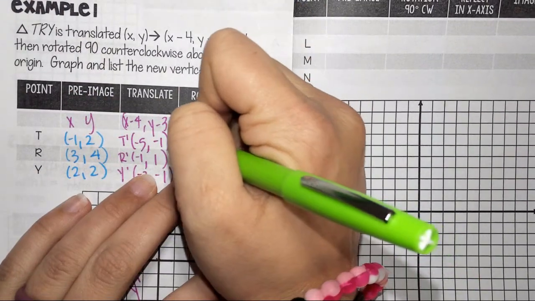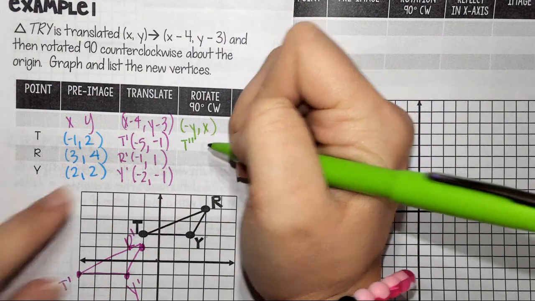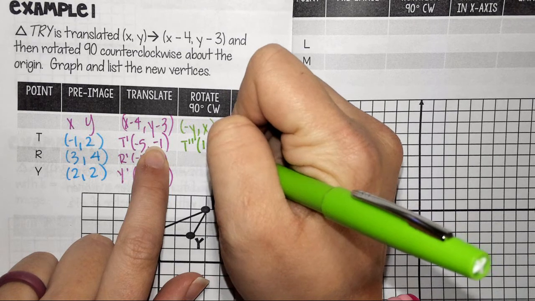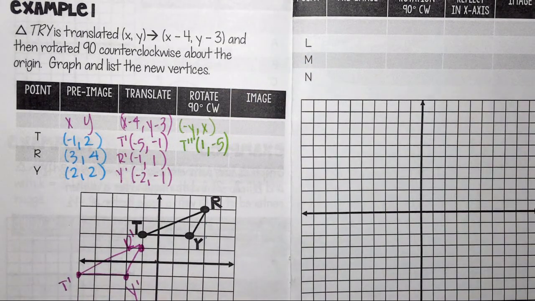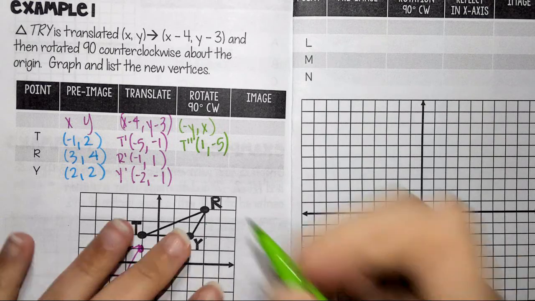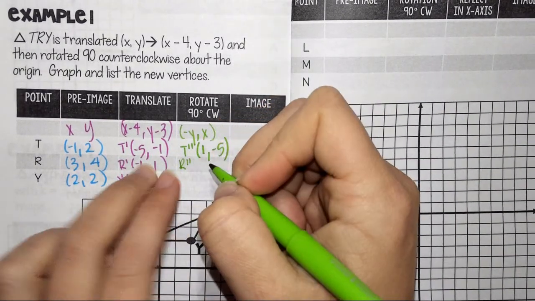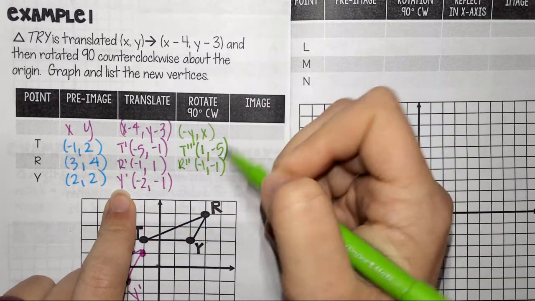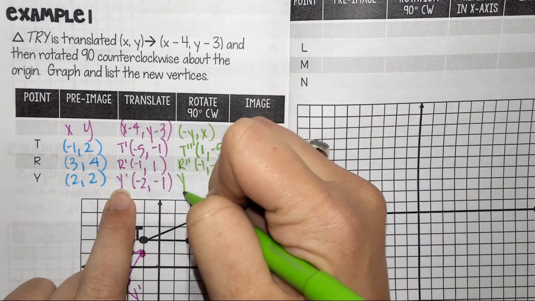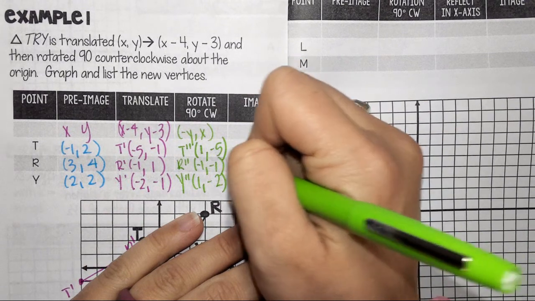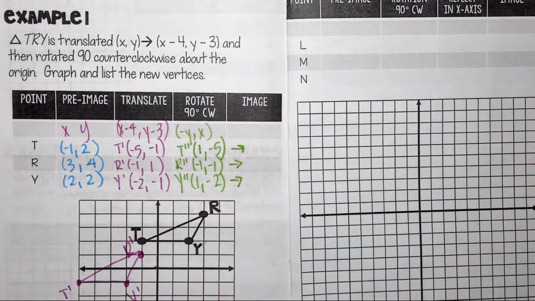So T double prime, because now we've moved it twice. I'm going to swap these, and I'm going to change the sign of my y value. So that's going to become 1, negative 5. And remember, when it says negative y, that doesn't mean that you leave it a negative. That literally means that you change the sign. It's the opposite of whatever y is. R double prime, we're swapping and we're changing the sign. And Y double prime, we're swapping and we're changing the sign. And that's our new image.